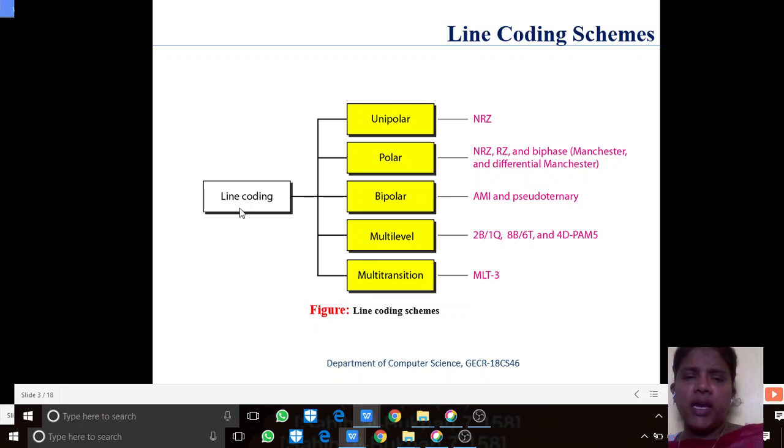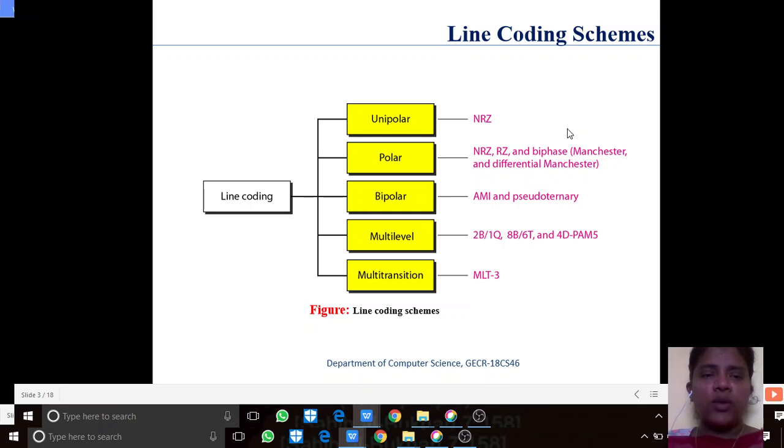So there are many different line coding schemes, but in the syllabus it is up to Manchester and differential Manchester encoding. So we will be discussing only up to that, as per your syllabus.